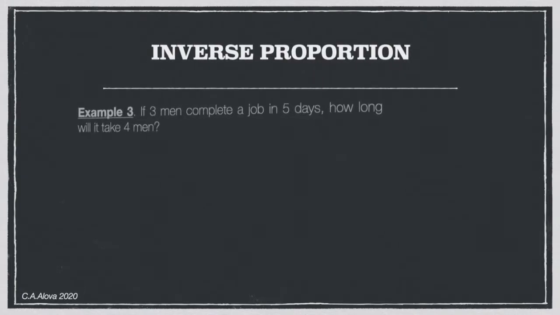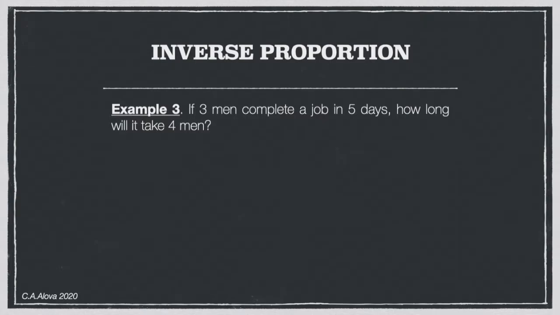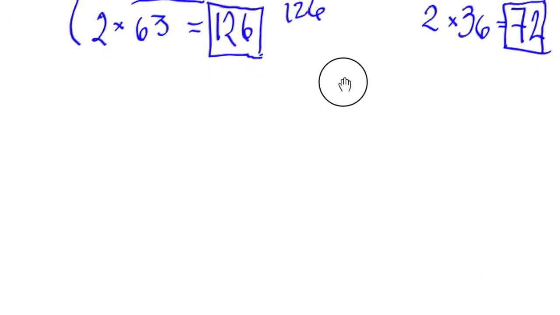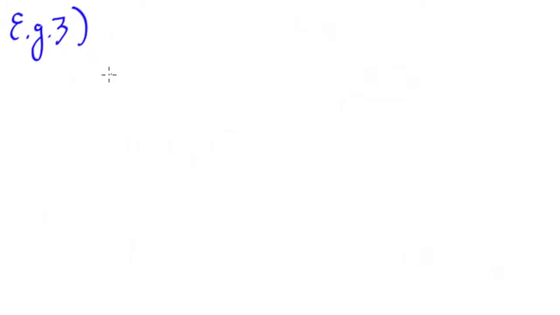Another example. Let's put some word examples here. So let's say if 3 men complete a job in 5 days, how long would it take 4 men? Again, if 3 men complete a job in 5 days, how long will it take 4 men? So let's put it here. Let's have some space over here that we can solve. Okay, this space is ours. Example 3. If 3 men complete a job in 5 days, how long will 4 men take to complete the job? Okay, if there are 4 of them.